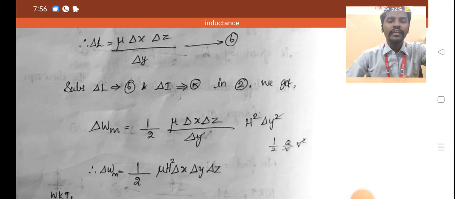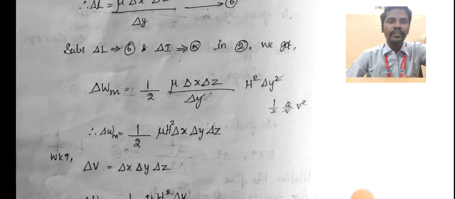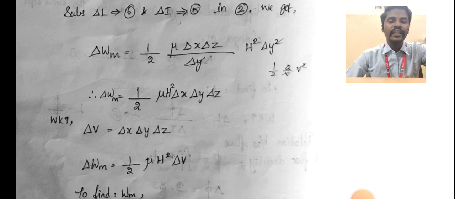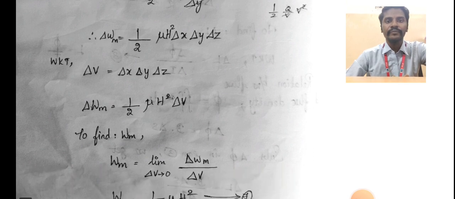Therefore we get del Wm is equal to mu into del x del z divided by del y, into H square del y square, that is I square del I square. We can cancel the del y term and we get del Wm is equal to 1 by 2 mu H square del x del y del z. We know that del x del y del z is nothing but the volume, and therefore that can be replaced by del v. Therefore we get the simplified term del Wm is equal to 1 by 2 mu H square into del v.